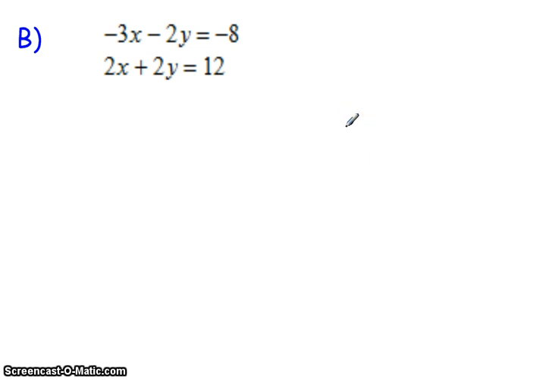Alright, I've got negative 3x minus 2y equals negative 8. And 2x plus 2y equals 12. And so do I use elimination or substitution? And in this case, I think elimination is definitely the way to go because first of all, these are all lined up. That's a definite clue. The other reason is the negative 2y and positive 2y right here, they're going to eliminate each other when we add. So I'm going to choose elimination. And I can go right to the adding part.